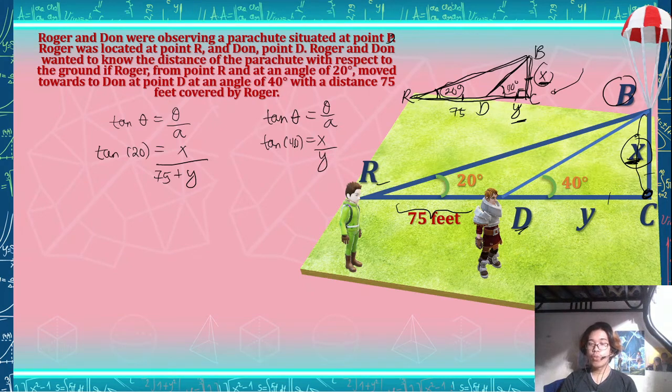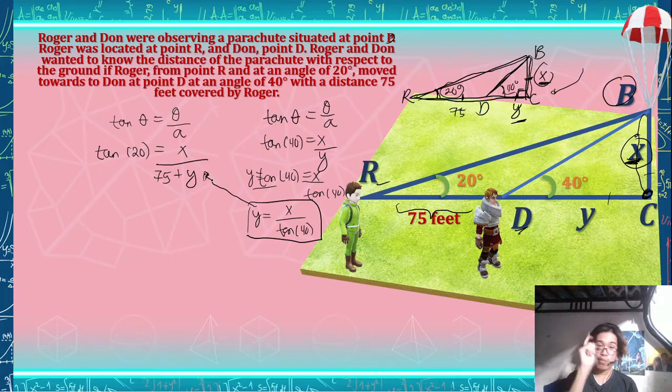And to solve for the value of y, we just cross multiply. So y tangent of 40 is equal to x. And if we divide both sides by tangent of 40, we get that the value of y is equal to x over the tangent of 40 degrees. Since we know the value of y, we can now substitute it so that we only have one variable for solving this problem. So that's tangent of 20 degrees is equal to x over 75 plus x over tangent of 40.